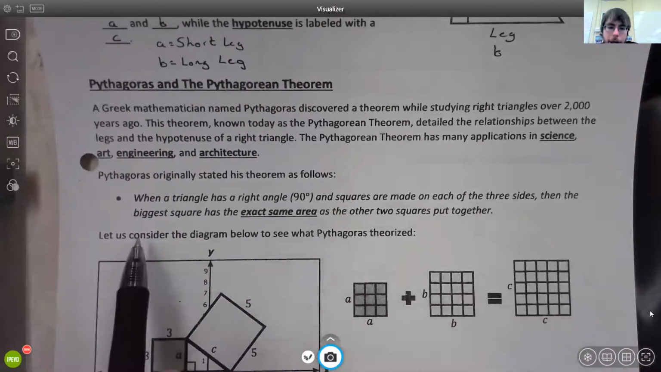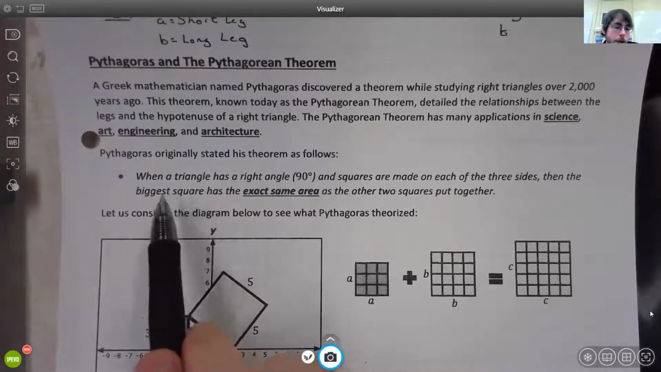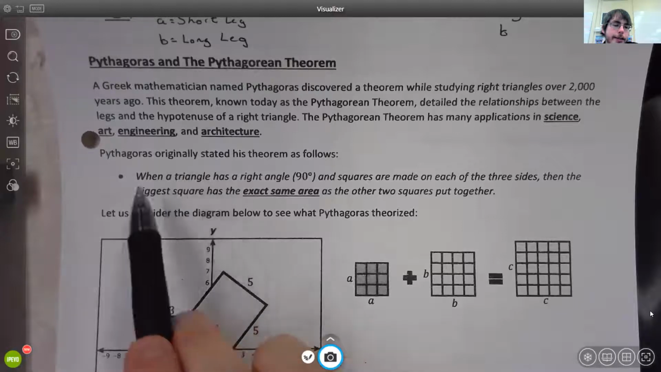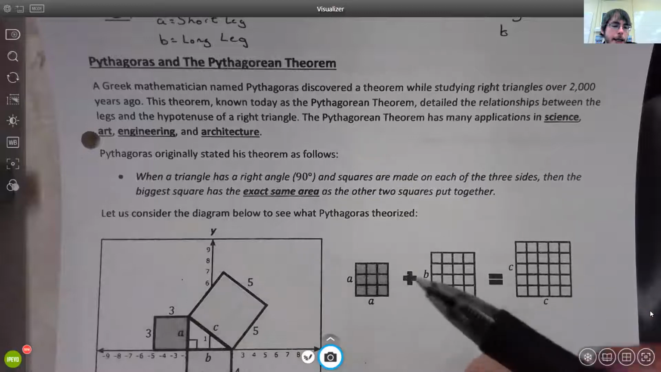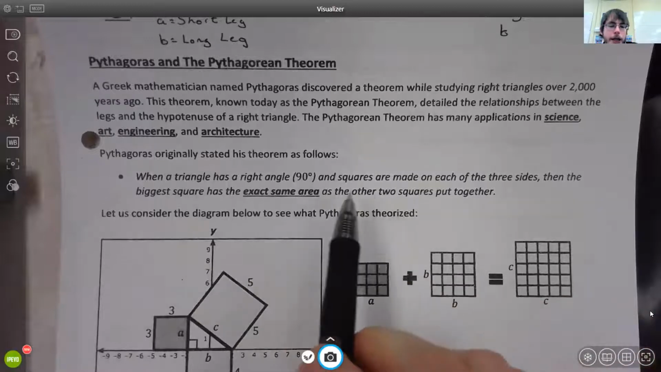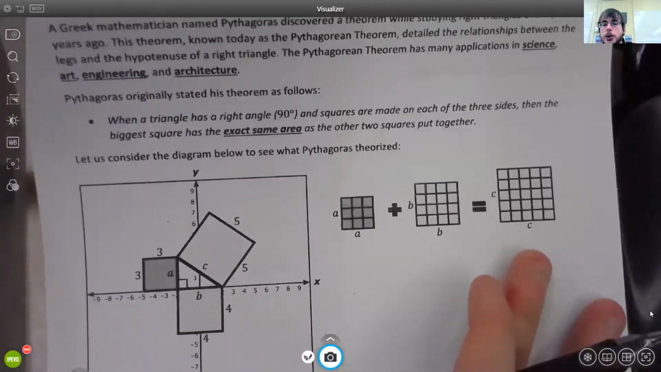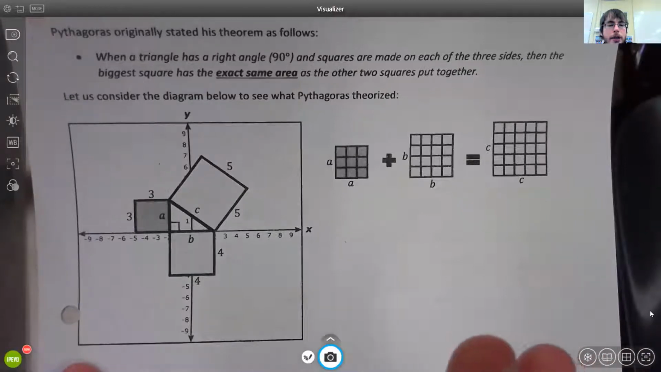So our biggest square is always going to be on the hypotenuse side. This is because it's the longest side, so if you square it up, it's going to make the biggest square. And then your legs are going to be your other two squares. So let's look at this graph and diagram to visualize what Pythagoras theorized.